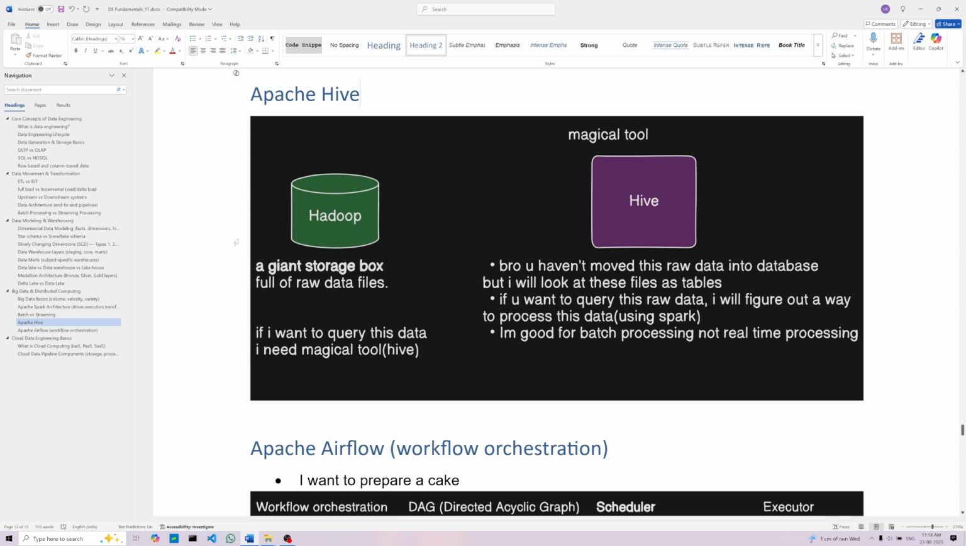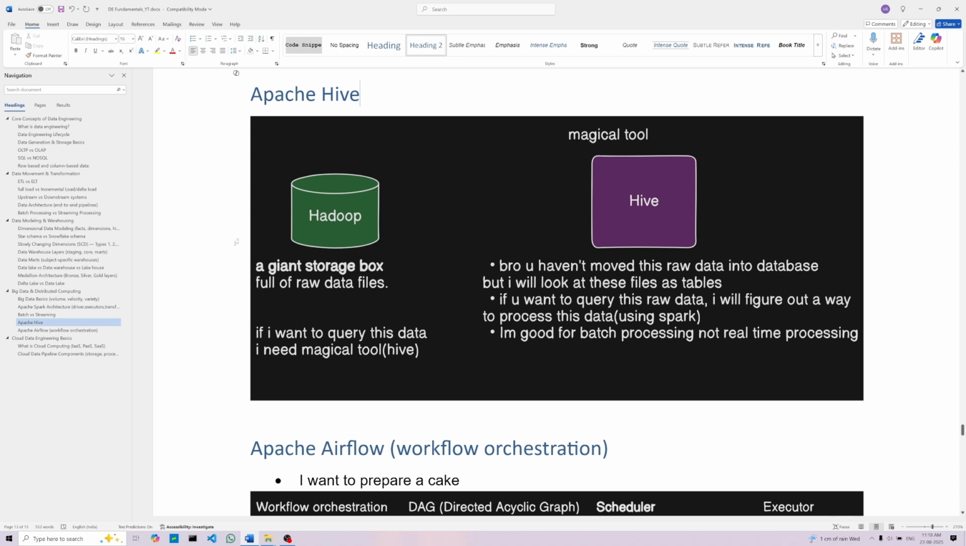Apache Hive has some superpowers. So what are those superpowers? Apache Hive says, bro, you haven't really moved this raw data into a database, okay? But still, I can look at these files as tables, because I have one superpower. We haven't connected it to a database, still I can look at it as tables.